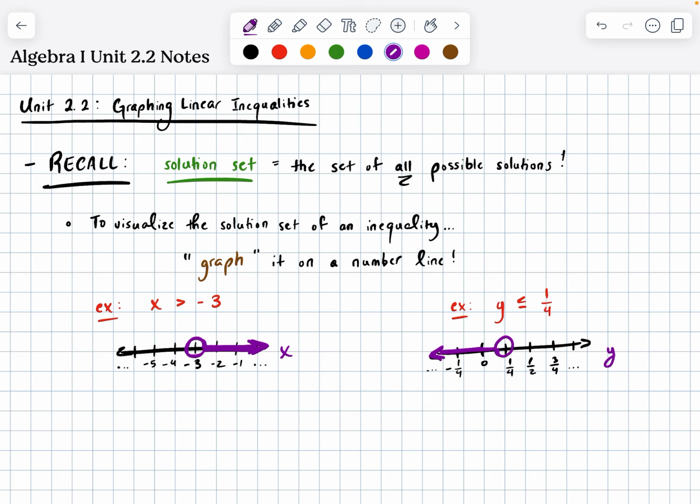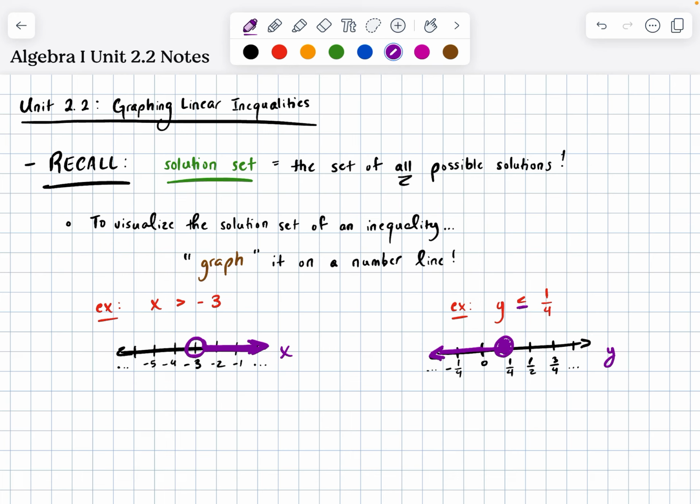And then my 1/4 here. It's the thing that my inequality revolves around, so it's still going to get circled. But is 1/4 in the solution set or not? 5 seconds, what do you think? Okay, well, because it's less than or equal to, yes, y could be equal to the 1/4. 1/4 is in my solution set.